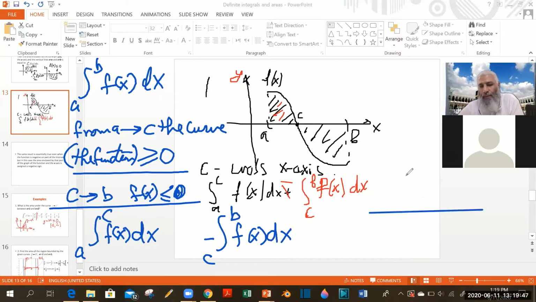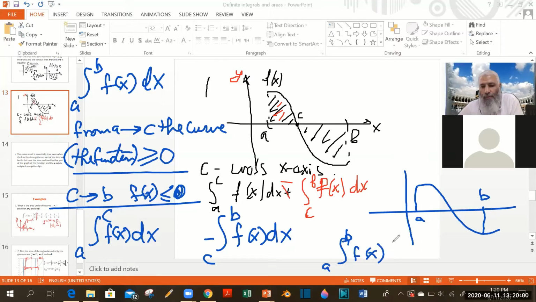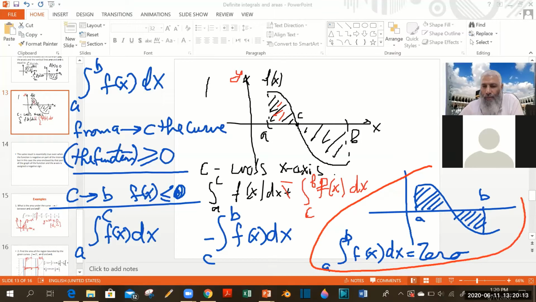Because if we integrate something like this, from A directly to B, it could be equal to 0. From A to B, the area under this function, f of x dx, could be equal to 0 because this area is equal to this area, so the answer will be equal to 0. This area is positive and this area is negative. If we do it as one time, it could be equal to 0. But we have to divide the area in two parts like this, from A to C and from C to B.